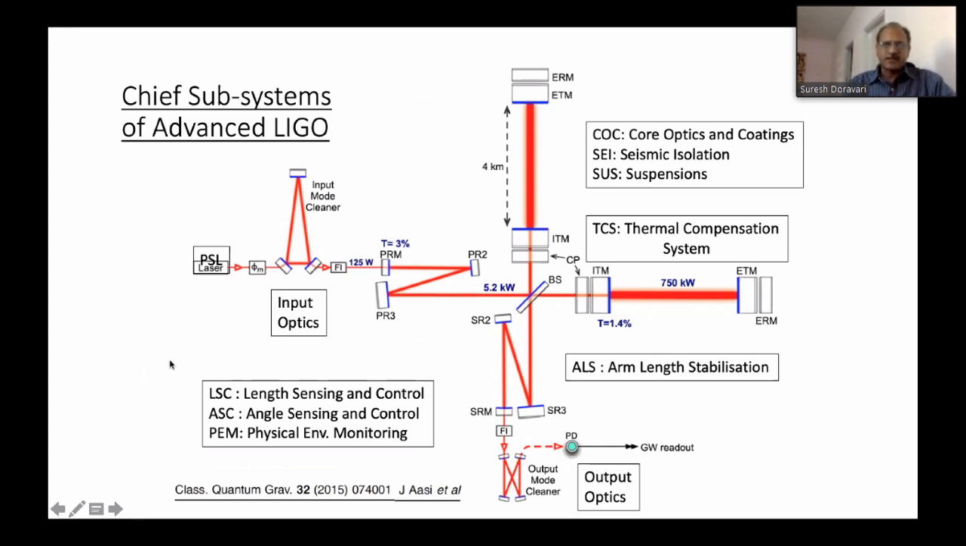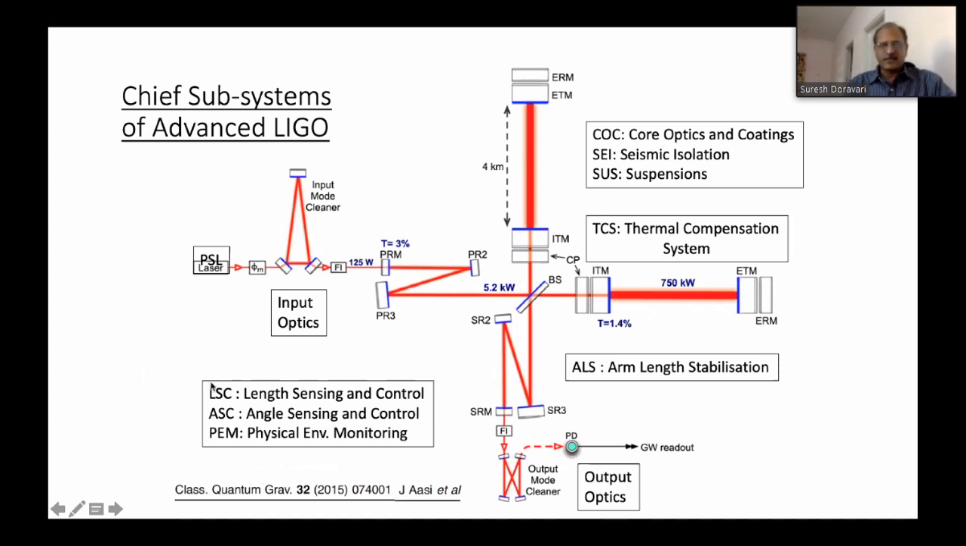Now, so far I have mentioned specific subsystems which are concerned with what we call local problems, local to a test mass or local to a beam splitter. Then we have global control problems. We have to control the length of a 4 kilometer arm and bring it very close to the length of another 4 kilometer arm. This very extended control is called global control in LIGO.